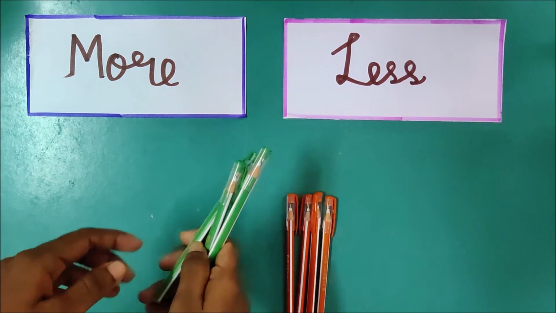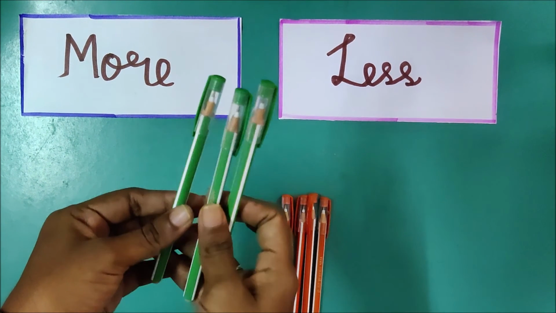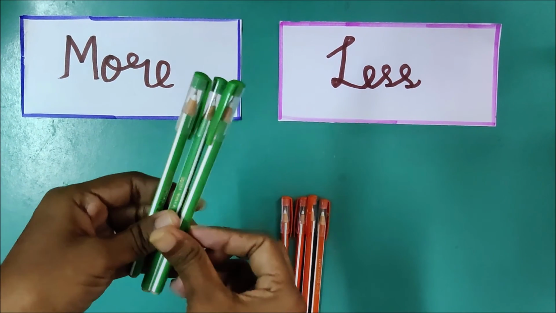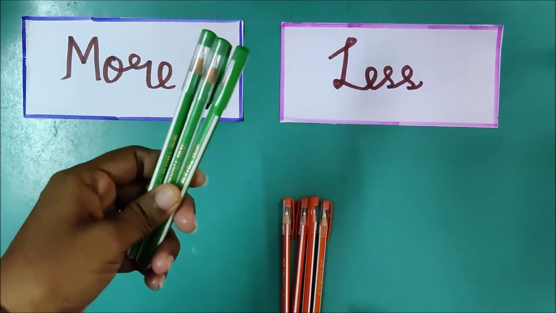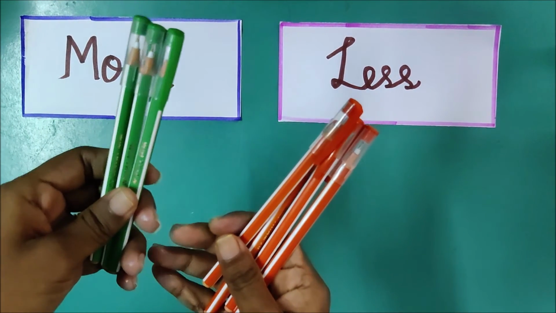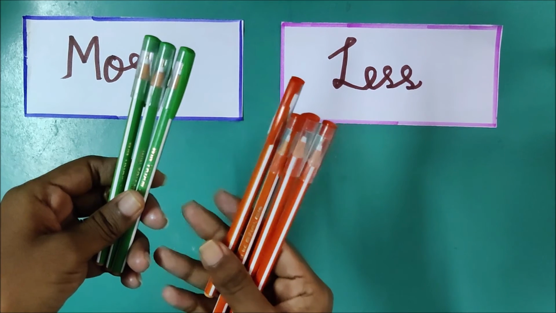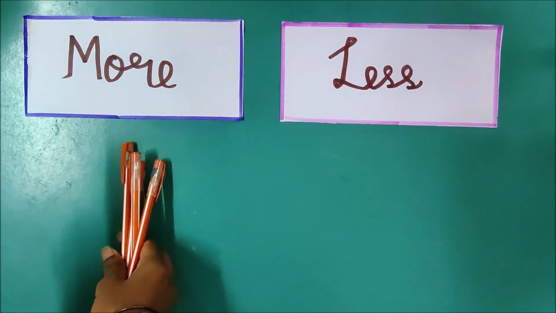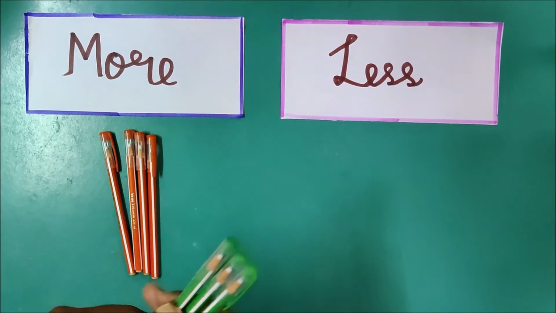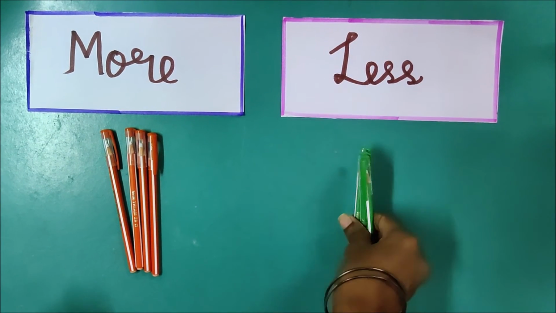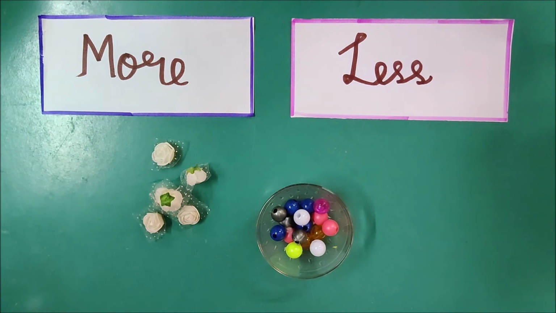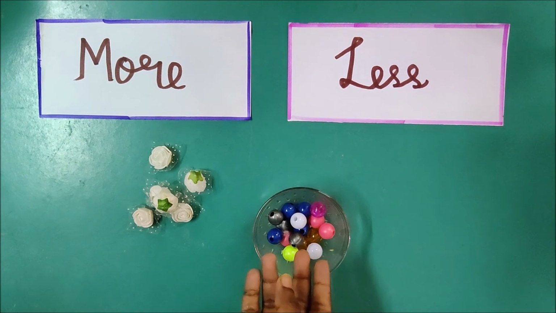And now we are going to count the green color pens. 1, 2, 3. I have 3 green color pens and 4 orange color pens. Which is more and which is less? Yes, orange color pen is more. We have 4, and green color pen is 3. This is less.